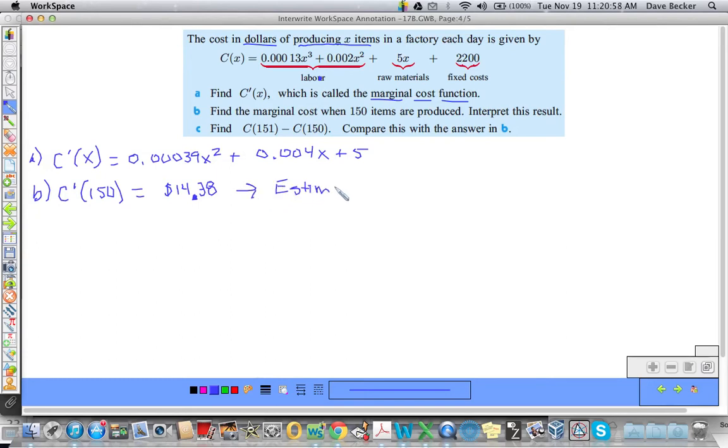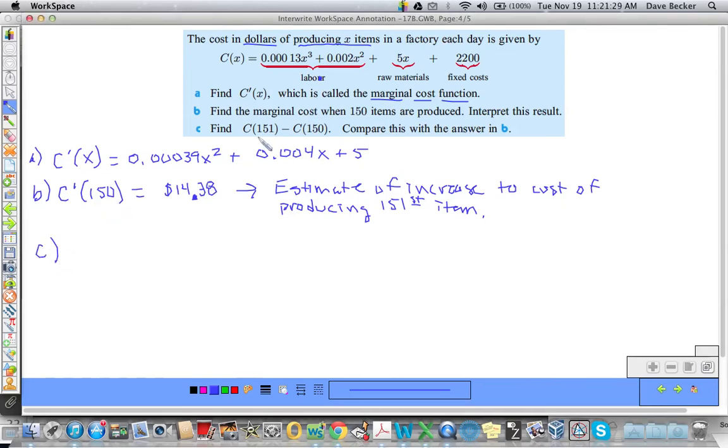It's an estimate of increase to cost of producing the next item. Okay, hopefully that makes sense. If not, we can talk about it more in class. The next item would be the 151st item. Okay, why? Because the cost is changing after we've produced the 150th item.